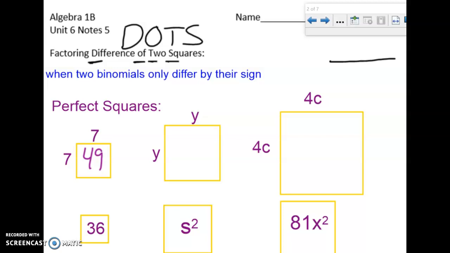Now, what if it's just y? We don't know the length, but we know all the sides are y. Well, multiply the two sides to create the area. Remember to add exponents, so that would be y squared.